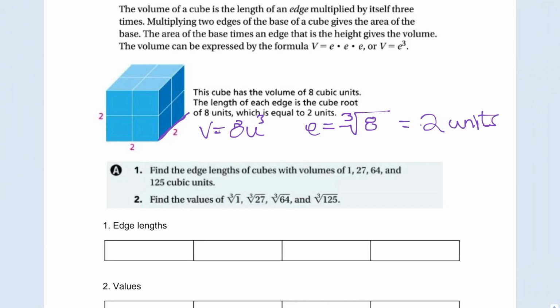So question A1 says to find the edge lengths of cubes with volumes of 1, 27, 64, and 125 cubic units.